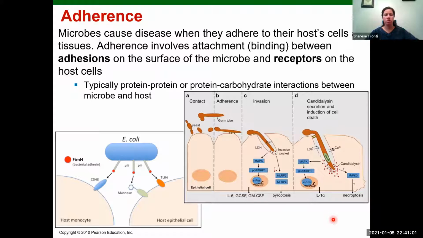All right, looking at some more of these virulence factors. So this is adherence. If a microbe is able to adhere to its host, it's going to be more likely to cause infections. And it can adhere by binding between these adhesins on the surface of the microbe. So we have adhesins on the surface of the microbe that are going to bind to receptors on the host cell. I think it shows it better on the next slide, so I'm going to go ahead and move on to that.